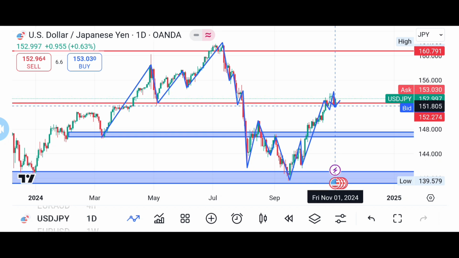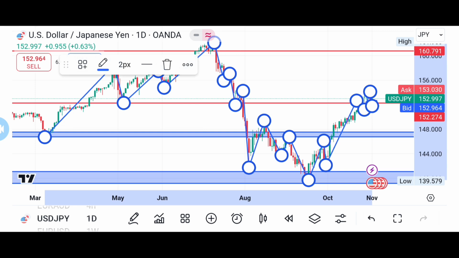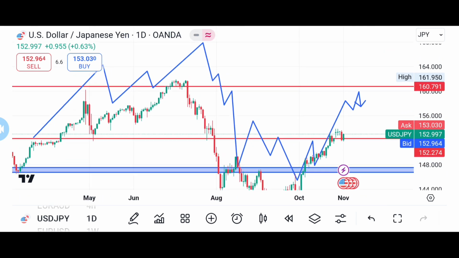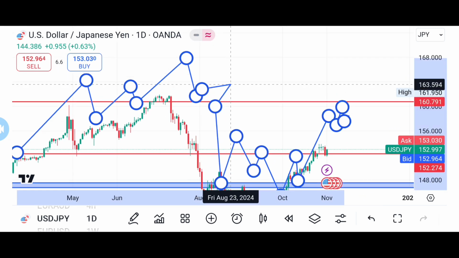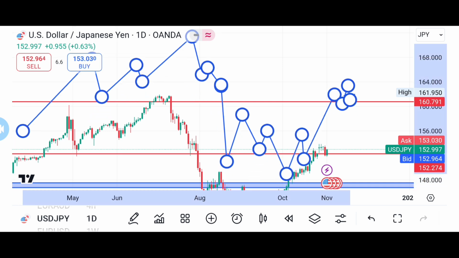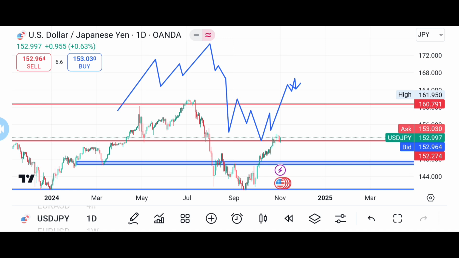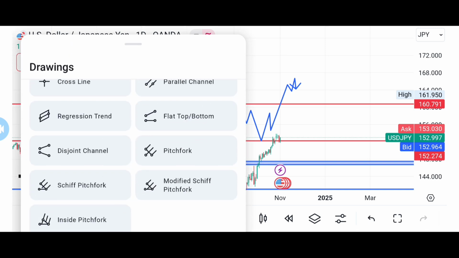So if you are using daily as your macro time frame, now you can see very clearly. If you are using daily as your macro time frame, this is how your internal structure is. The market was bullish here. Let me show you.